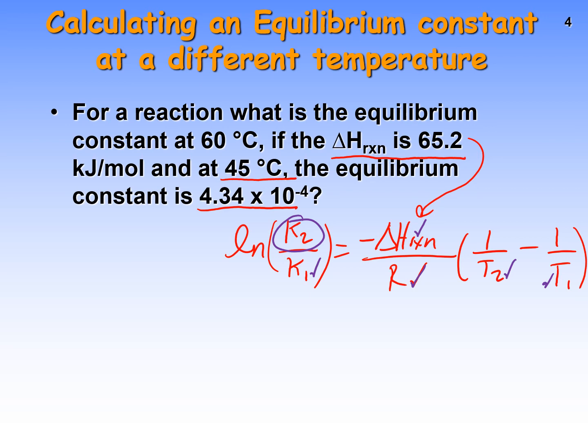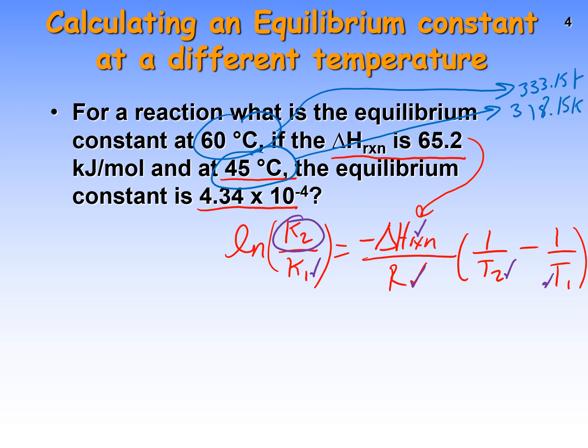The first thing I'm going to do, though, is change some of my values from temperatures in Celsius to temperatures in Kelvin. And so for the 60 degrees Celsius, we get 333.15, and for 45 degrees Celsius, we get 318.15 Kelvin. Now, I also need to change my delta H or my R value into the correct units, right? Kilojoules, need to change that to joules if we're using R as written, or vice versa.